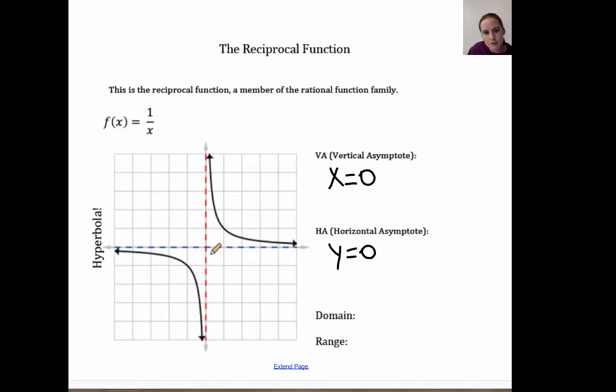And because there are no values where those asymptotes exist, it is affecting the domain and the range. Both of the asymptotes affect the domain and the range. So let's talk more about the domain. The domain, remember, are your x values.